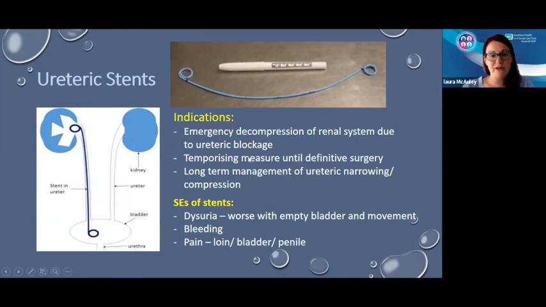Lastly, then, we'll just look briefly at ureteric stents. The indication for these is emergency decompression of the renal system due to ureteric blockage. The nephrostomy can do the same thing.